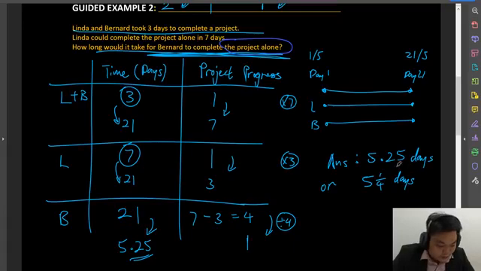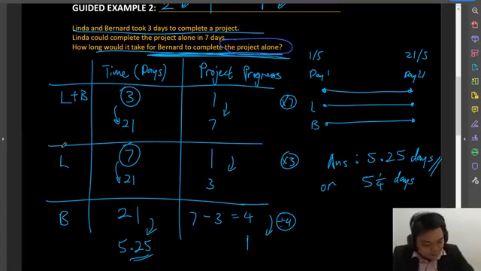Yeah, final answer, yes. For the final answer, you need to write your units of measure, because your 5.25 could be hours, could be seconds, could be something else, right? Okay, very good.